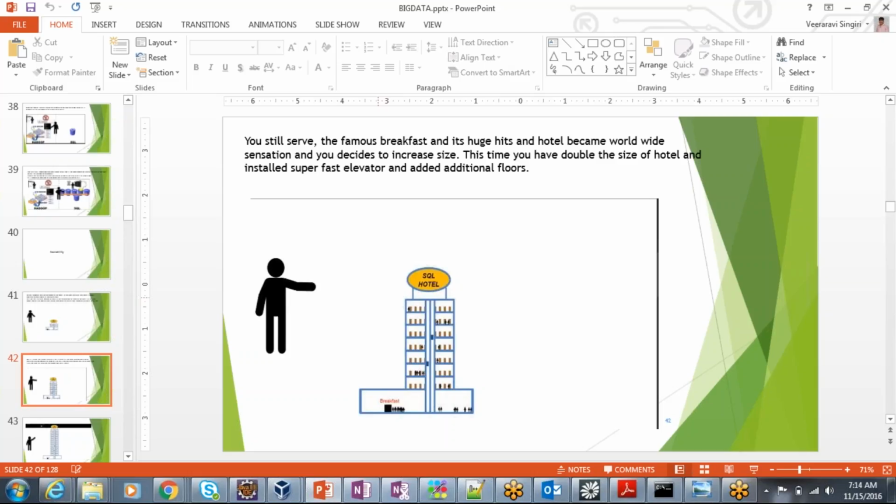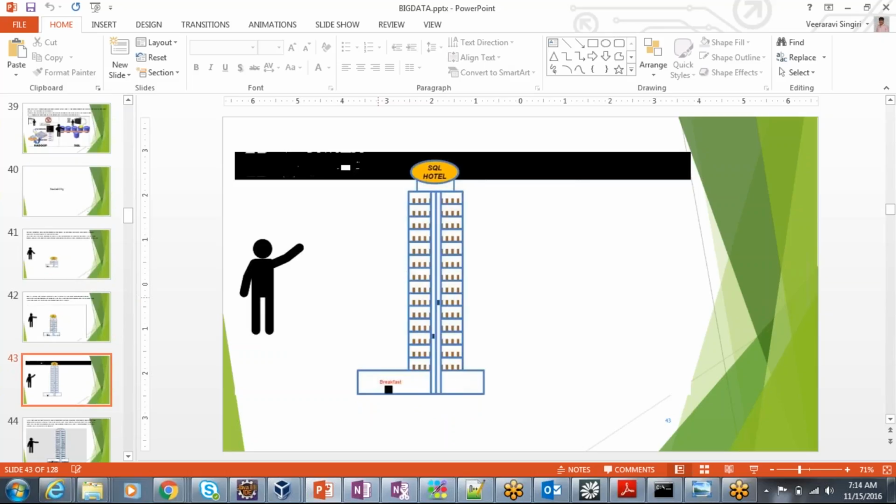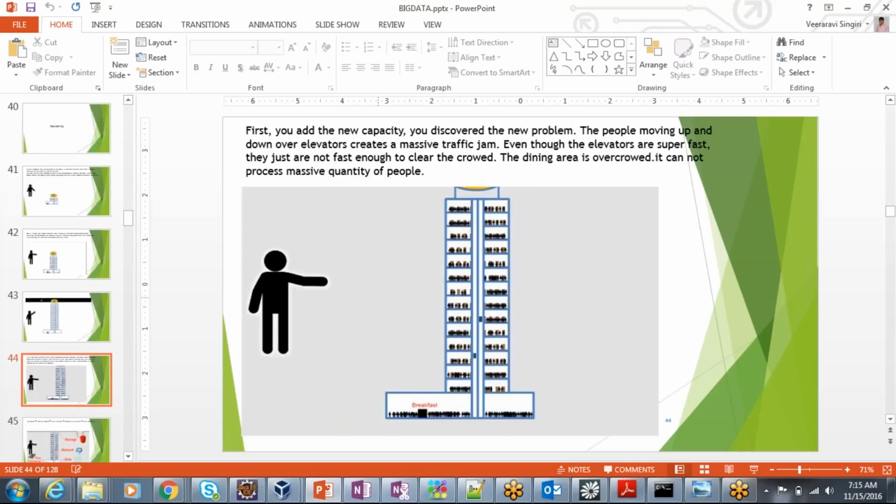Then you decided to double the size of the hotel. You have doubled the size of the hotel. As soon as you double the size of the hotel, on day one you face a problem. What is the problem? Your hotel is full and everyone starts coming for breakfast.